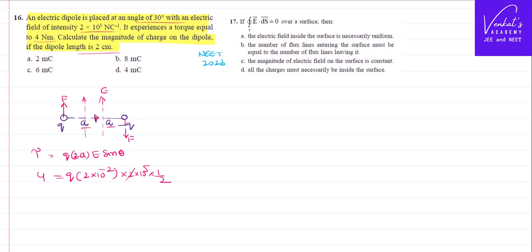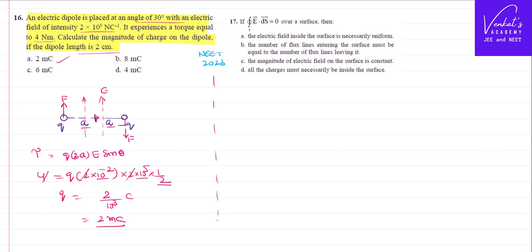So what happens? This 2 and 2 make 4, and this 4 will also cancel. What remains for Q is, this 2 goes to the other side, to the numerator. 10 power minus 2 and plus 5 is 10 power plus 3, and that plus 3 goes to the denominator. So Q is 2 millicoulombs, which is the answer for the problem. That is that simple. These questions are actually quite simple.